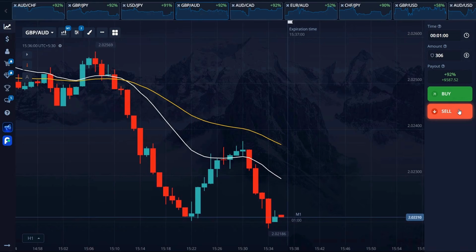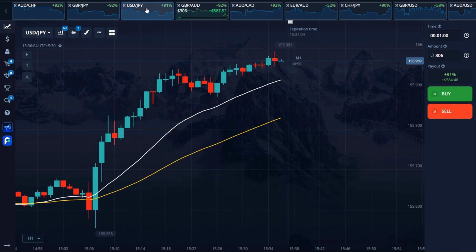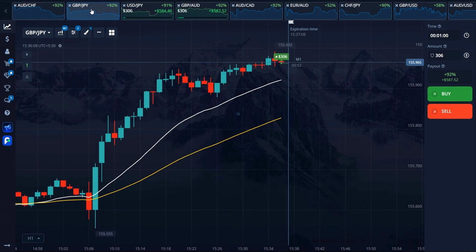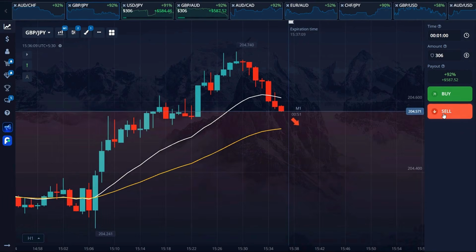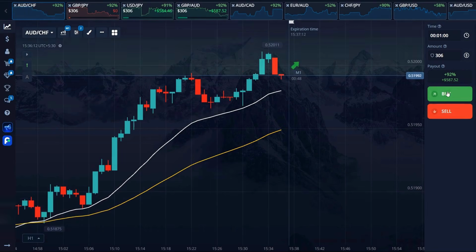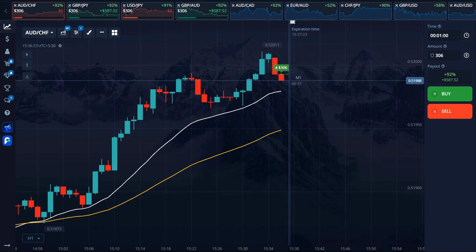At 15:35, GBP AUD formed a strong upper wick rejecting EMA 20 in a clear downtrend. USD JPY was in a solid uptrend, and the 15:35 candle created a clean lower wick directly on EMA 20 support. GBP JPY showed a lower high structure, and sellers were already in control. AUD CHF was trending strongly upward, and the 15:35 candle formed a nice lower wick above EMA 20.